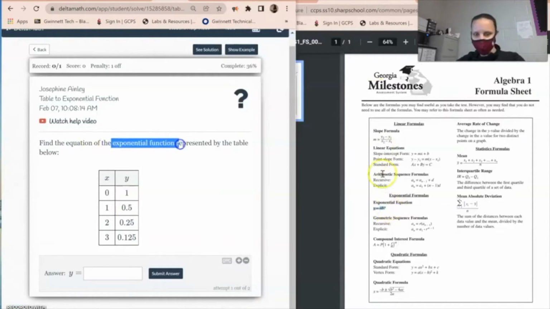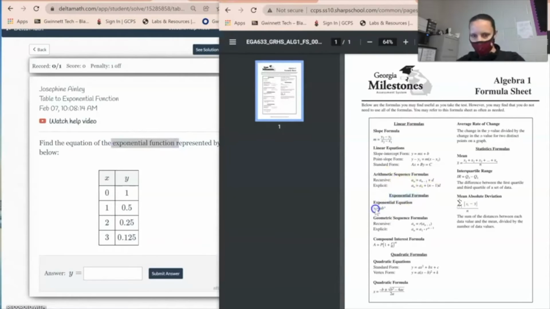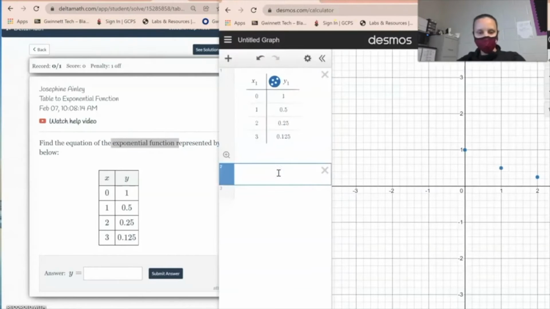So everything exponential, here's the exponential formula. This is what it is, y equals ab^x. So that's what I'm going to put here: y equals ab raised to the x power.